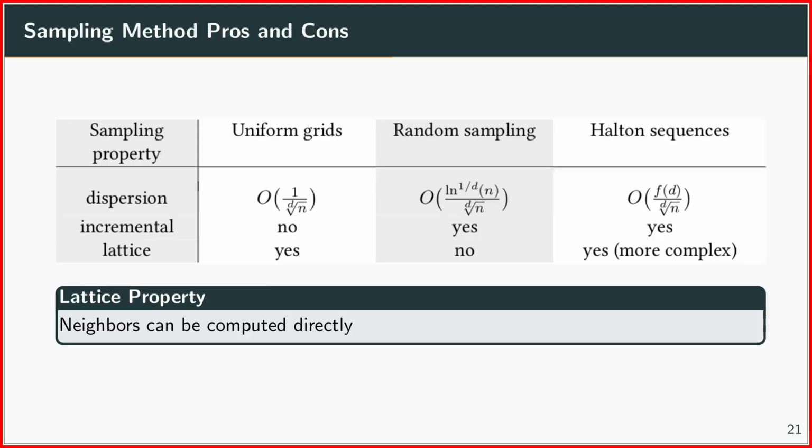Okay, so I would say this is all for what I wanted to talk about sampling for probabilistic roadmaps. Does anyone have questions about this part?